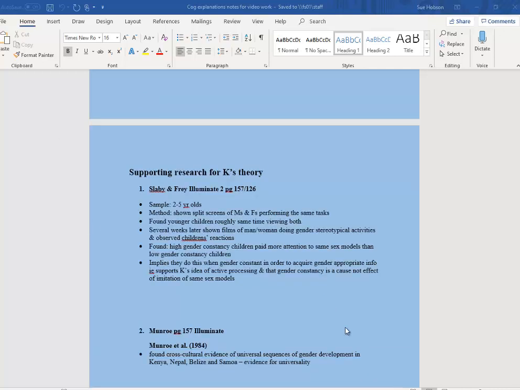Now we need to present evidence to support it. You've got Slaby and Frey. Here's some detail about that, so you can pause the screen. There's a page reference, but I would use Slaby and Frey, and we've also got Munro's cross-cultural as 2 pieces of evidence. Pause the screen, take what you need. You do need little bits of detail. They were shown a split screen of males and females performing the same tasks and what they found, etc. I'm going to flick the screen up. We'll have a look at some more.